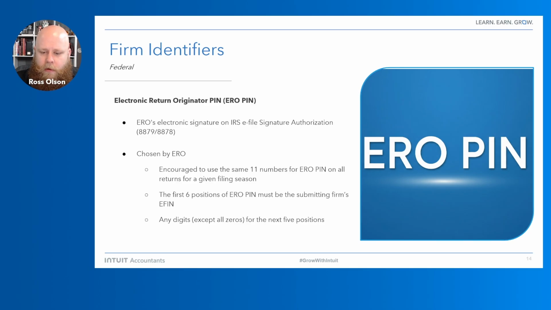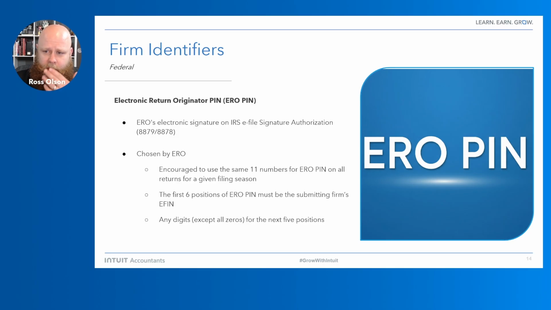Two final things here, just so you're aware. These are less commonly confused with those other three, the EFIN, the PTIN, and the EIN, but these do come up as well. The first is your ERO PIN. This is essentially the signature on the e-file authorization page. It can be chosen by you. They recommend keeping it the same for all your clients in the season as you're signing this. The ERO is yourself, the electronic return originator. That's you. That's why you need an EFIN. So they go hand in hand.